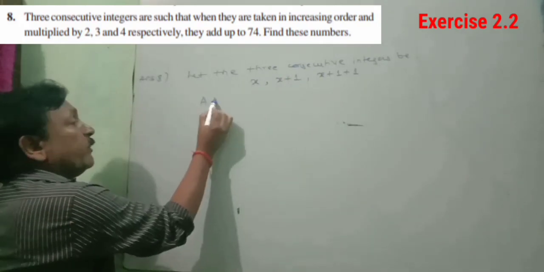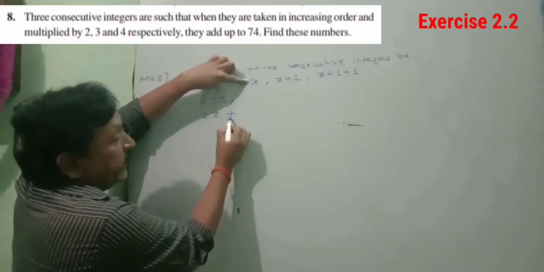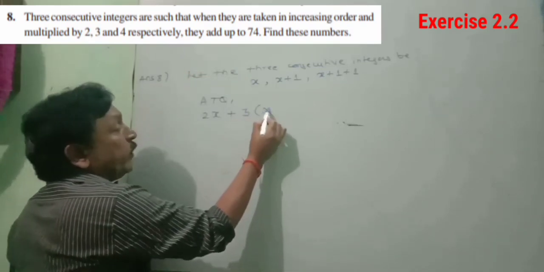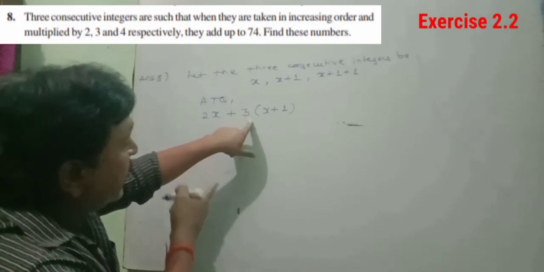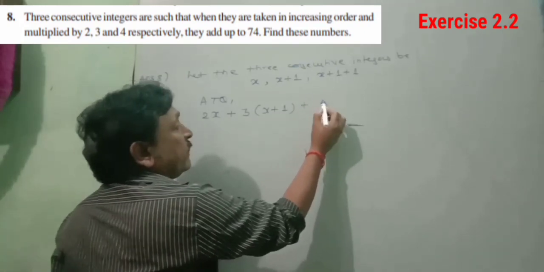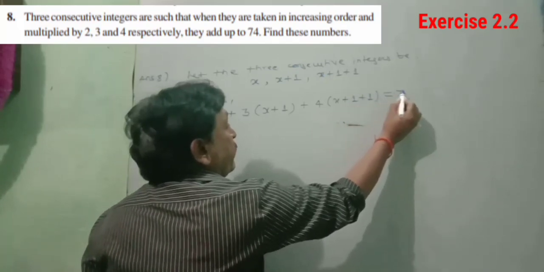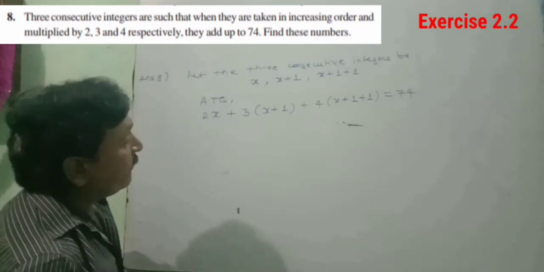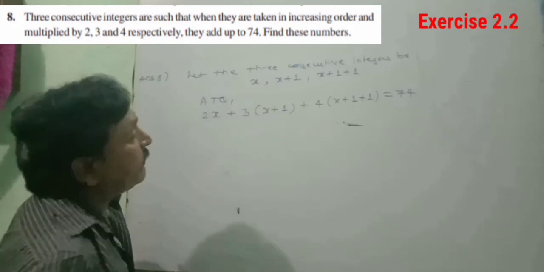It means according to the question, the first number is multiplied by 2, okay, and we have to add them, okay. The second number is multiplied by 3, so you have to put one bracket here because this 3 will get multiplied with both x also and 1 also. Add now. The third number is multiplied by 4, x plus 1 plus 1, and if we add them we will get 74. Okay. So we have to solve it and find out the value of x, then only we will be able to find our 3 consecutive integers.